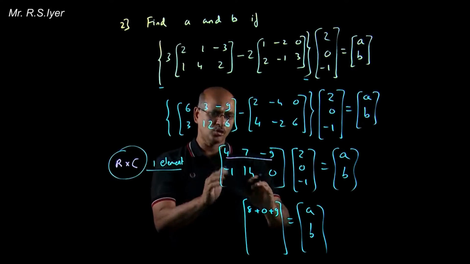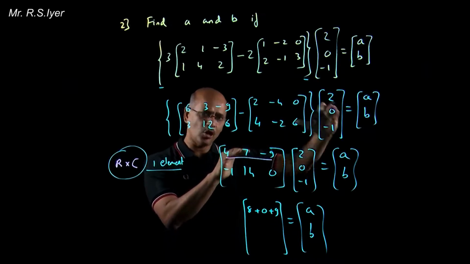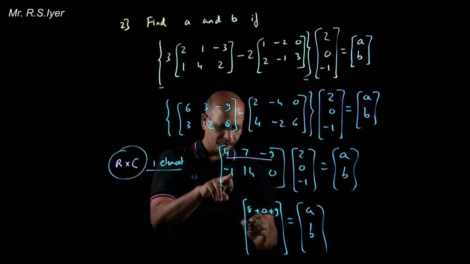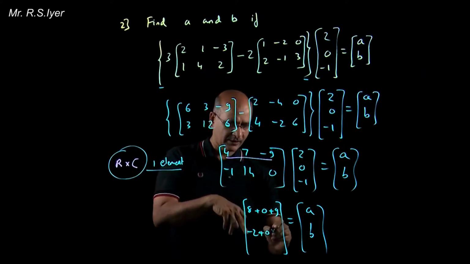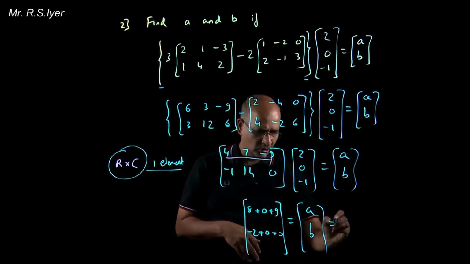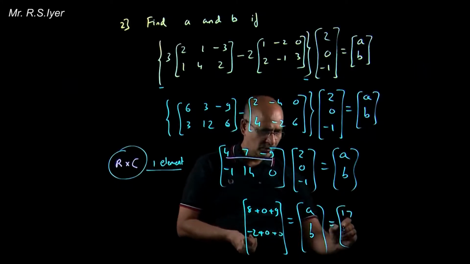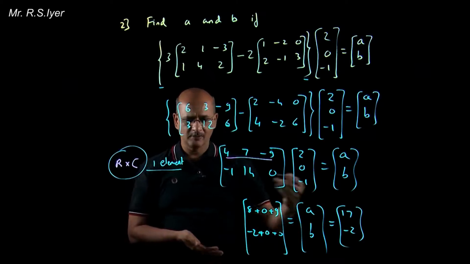Now row 2. So all the rows of the first matrix should be multiplied with all the columns of the second matrix. So row 2. So minus 2 plus 0 plus 0. So finally you can get it over here, that is 8 plus 9 is 17 and minus 2 is the final answer. So A is 17, B is minus 2.